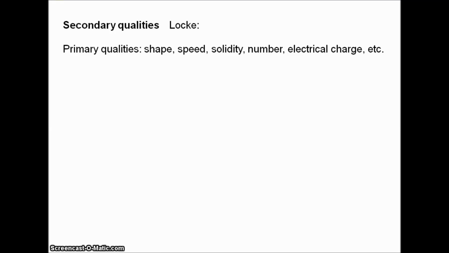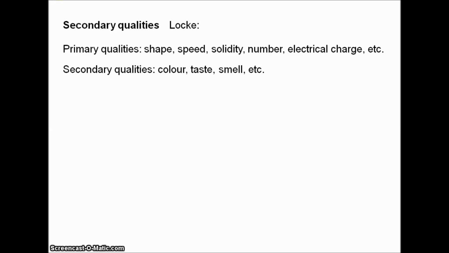Shape, speed, solidity, number, electrical charge, and so on are all primary qualities. Primary qualities are investigated by the physical sciences. They can be described mathematically, and so on. Secondary qualities, on the other hand, at least seem to be observer-dependent and subjective. Colour, taste, smell, all these are secondary qualities. These are all dependent upon how we perceive the objects.